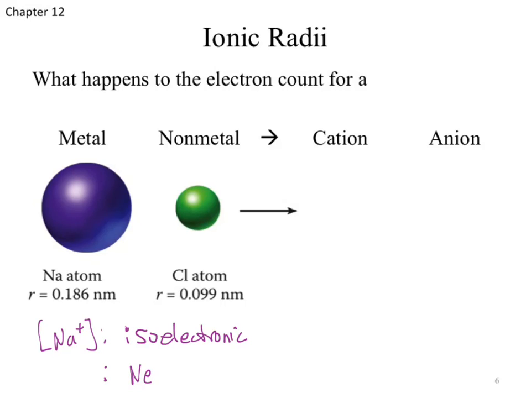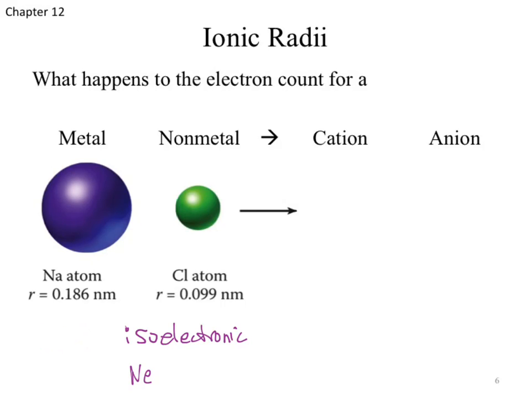Sodium ion now has the same electrons as neon. What happens to the size of our sodium ion? It gets much smaller. Would we predict it to be the same size as neon? Okay, it should be a little bit smaller. Why? We lost an electron, but we still have the same number of protons. So our positive charge is stronger in our nucleus. We would expect the size of sodium ion to be a little bit smaller.